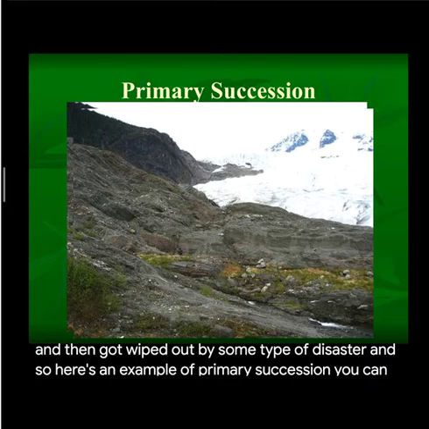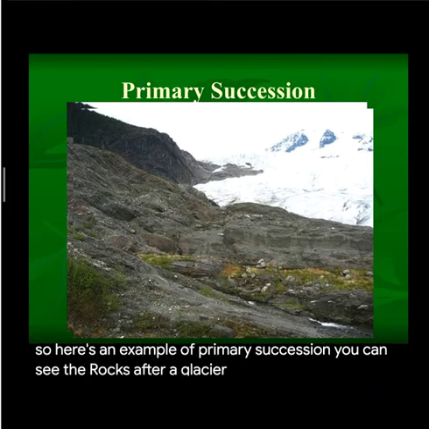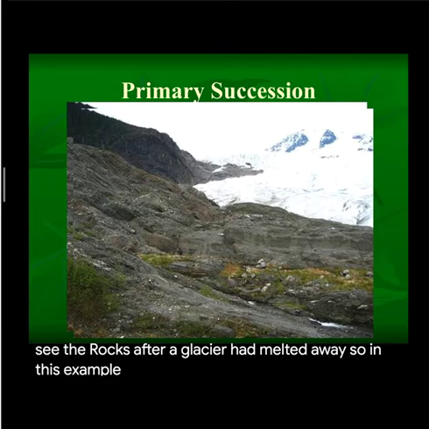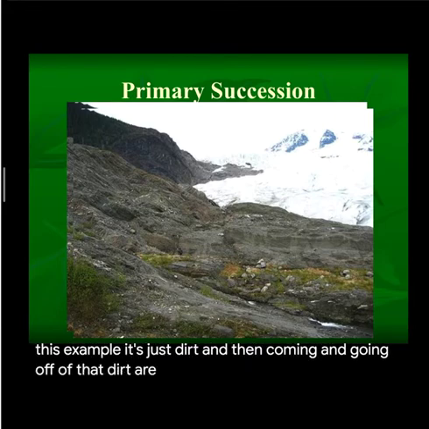And so here's an example of primary succession. You can see the rocks after a glacier had melted away. So in this example, it's just dirt, and then coming and growing off of that dirt is plant life.